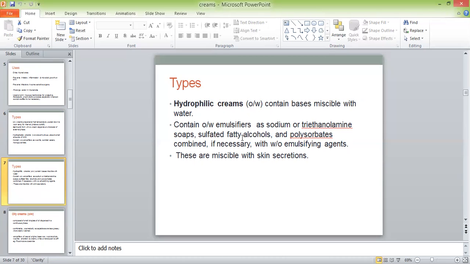So these are used, and if it is required, water and oil emulsifying agents are also used. Now, what are the examples of water and oil emulsifiers? These are sorbitan steroids, polyglycerol oleate, lecithin, sorbitan monooleate, and lanolin. Now these all are miscible with the skin secretions.